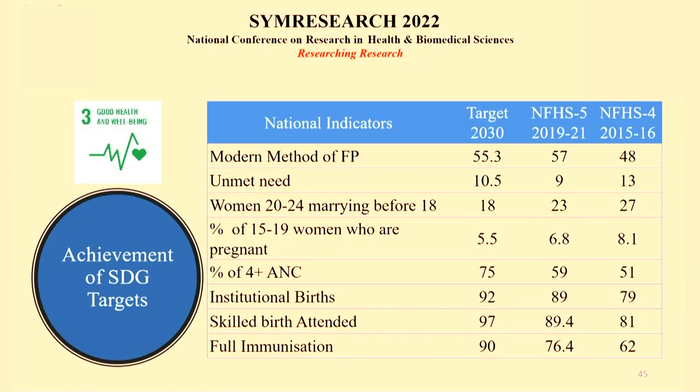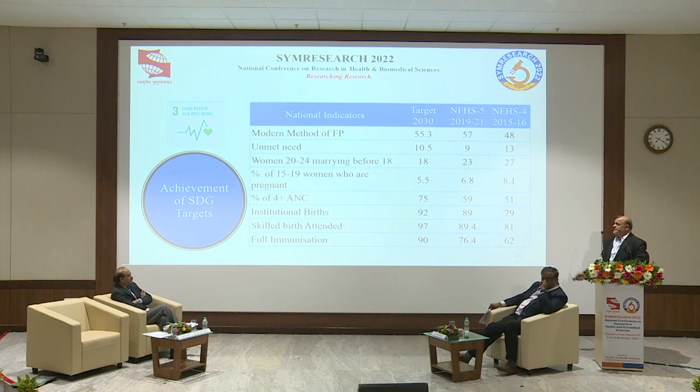We have already reached 89. The SDG target for 2030 is 92%. Skilled birth attendant, the SDG target for 2030 is 97%. We have already gone to 89.4. Similarly, full immunization among children: after 2 rounds of Mission Indradhanush, we are in a quite comfortable situation. That is why we are not much worried.